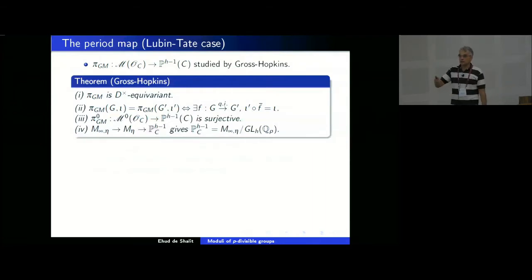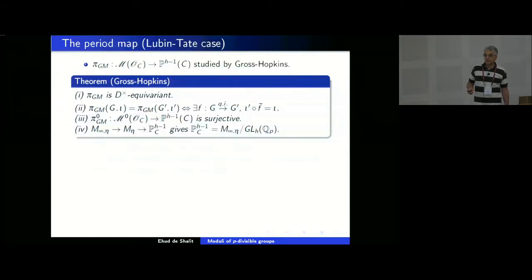This is one non-trivial result, of course, in Gross-Hopkins, but perhaps the deepest result is that in this case, the period map is surjective, and point 4 is a formal consequence of 2 and 3. Remember that we enriched or enhanced the moduli problem by considering level structure, and we got the Lubin-Tate tower. Now, the period morphism goes only from M to projective space, but you can consider it, of course, all the way from M infinity to projective space.